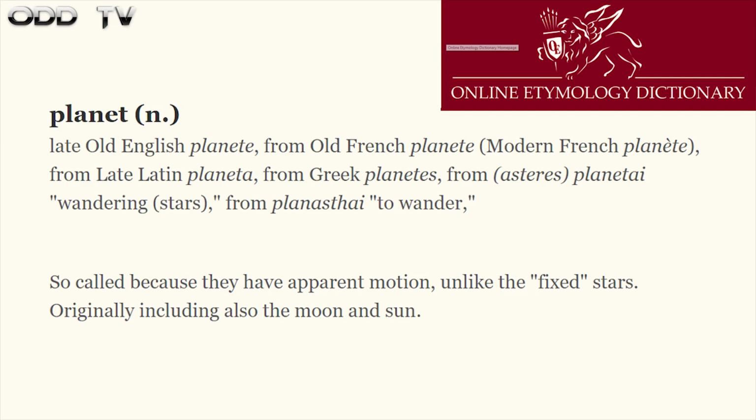Now let's keep going. From planetes, "to wander," so called because they have apparent motion unlike the fixed stars, originally included also the sun and moon. Okay, so they move in a completely different way than the regular uniform stars that all move the exact same. Originally included the sun and moon. Also, Earth was originally not included because it's not a planet, it's a plane.